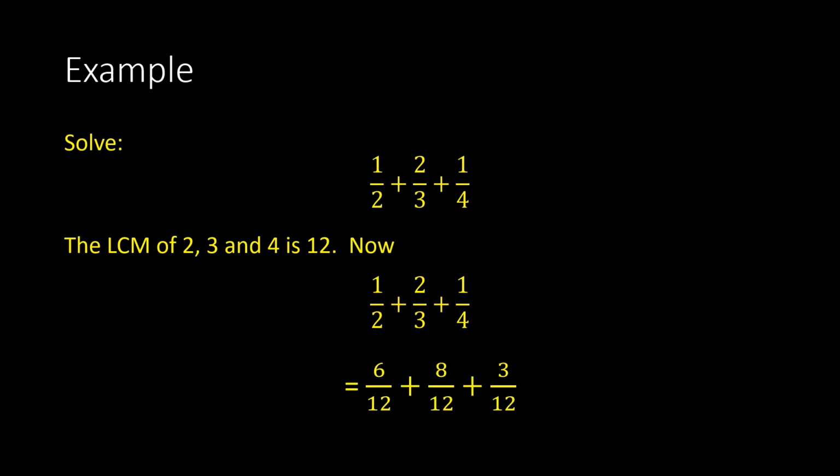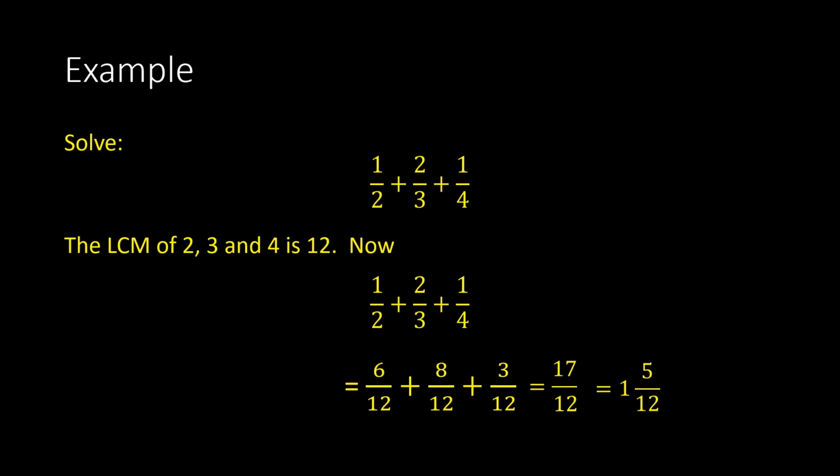Now add the numerators 6, 8 and 3 to give 17. And leave the denominators alone to give 12. 17 out of 12 represents 17 pieces out of 12, so another way of expressing this is to say that we have 1 whole and 5 pieces out of 12, as shown here.